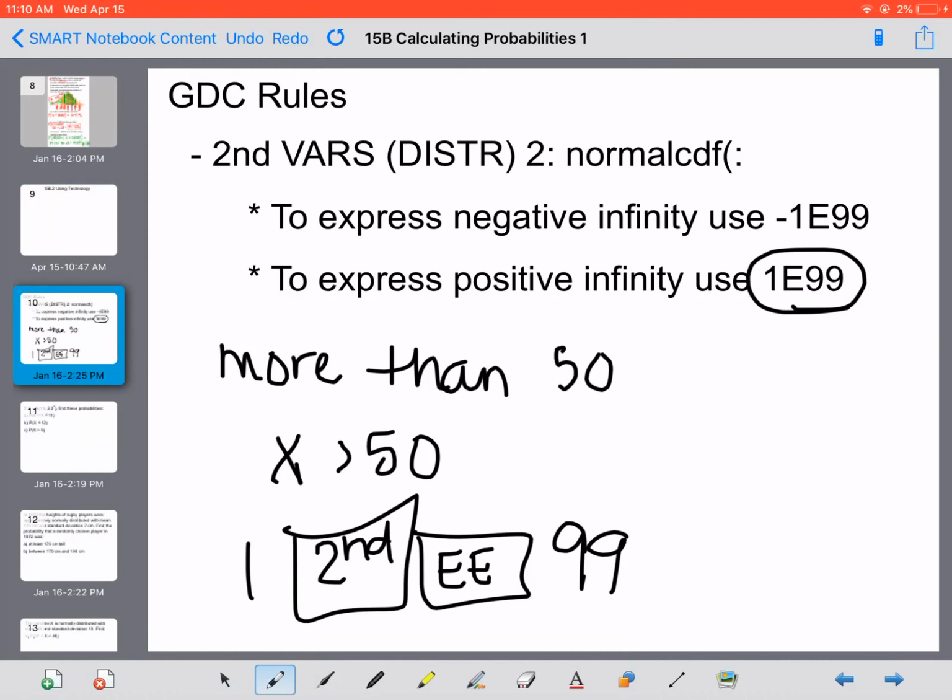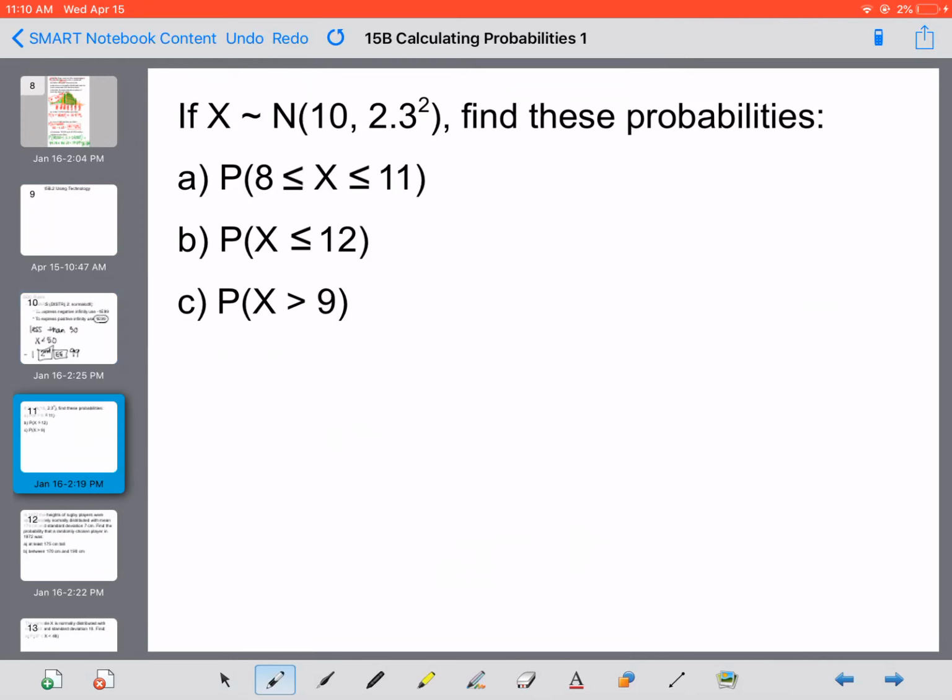And then on the flip side of that, if I said instead of more than, I said less than, then obviously our sign is going to flip. So then 50 is the maximum, but then I'm going to negative infinity. So the only difference is you're going to put a negative in front of that one and then hit second EE and then your 99. Okay, so let's just practice some in the calculator.